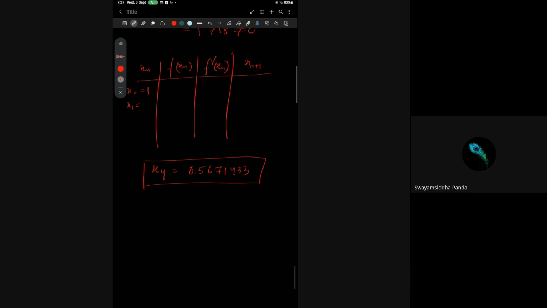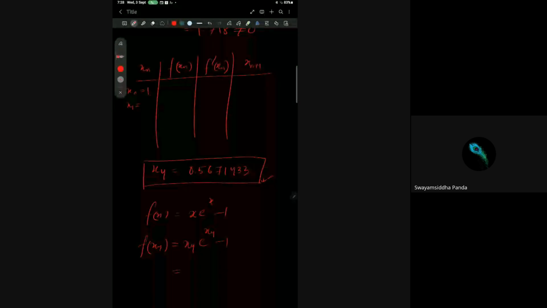So you can check our f of x is basically equal to what? x e to the power x minus 1. So x4, what is f of x4? Calculate it. x4 e to the power x4 minus 1. What is the value, where x4 is this value? What is the answer coming out?